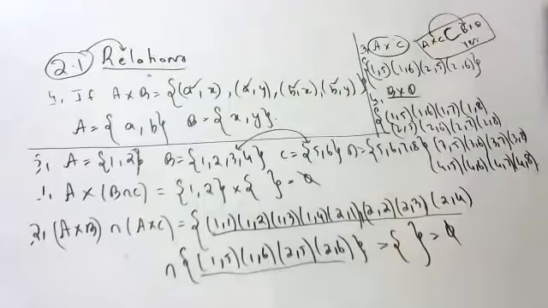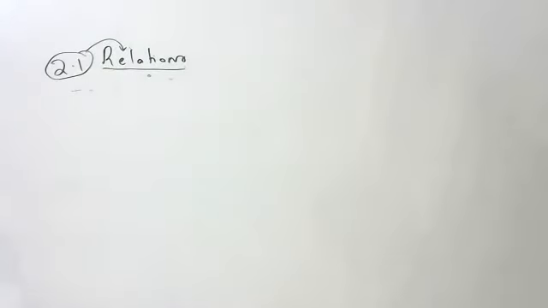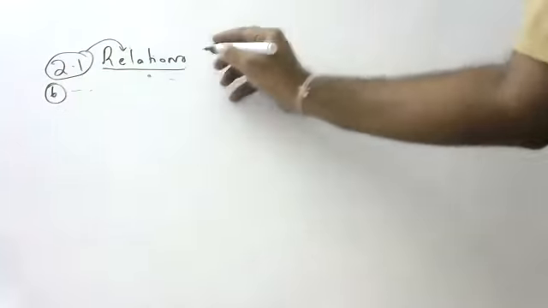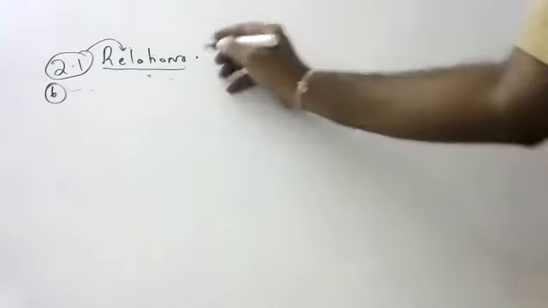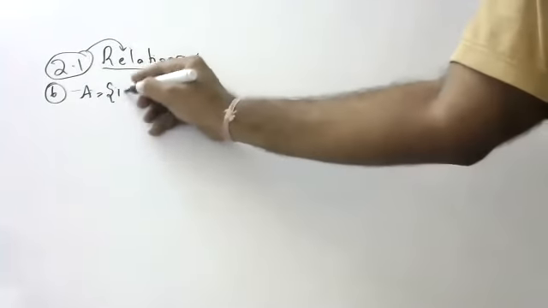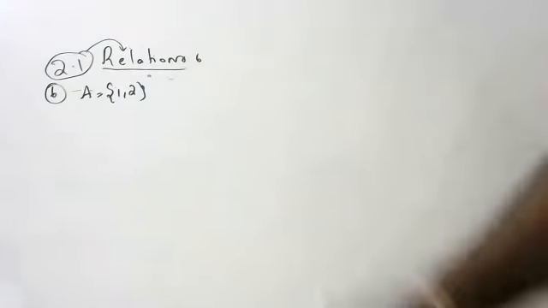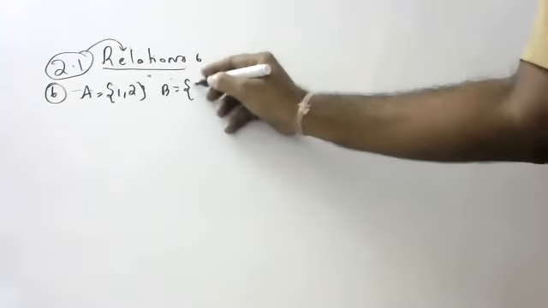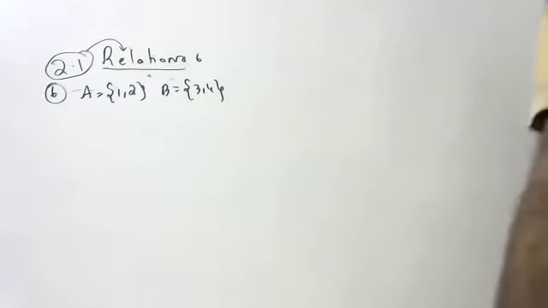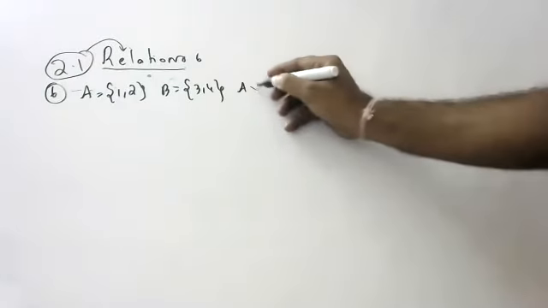Next, fifth question. Oh, fifth is also over. Sixth question. So children, we are doing the sixth question now. A is equal to 1 comma 2, they gave. Next, B is equal to 3 comma 4, they gave. They are asking what is A cross B?